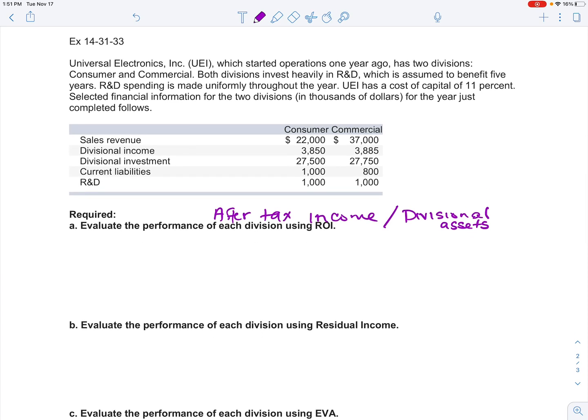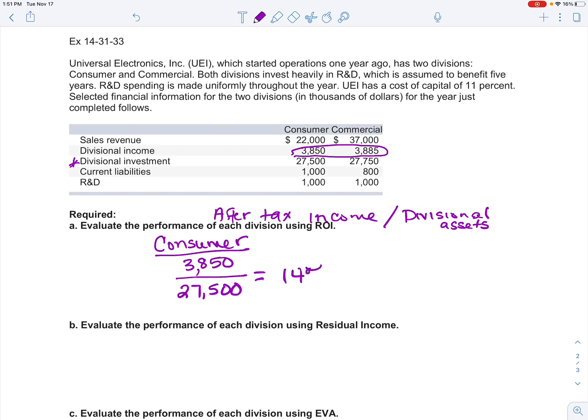If we look at the consumer first, I know my after-tax income, which they're giving to me here. Then I'm going to divide that by our divisional assets. Remember, if I look at this information given, the only asset I have is this investment. So I'm going to divide by that investment, and it's going to give me a return on investment of 14%.